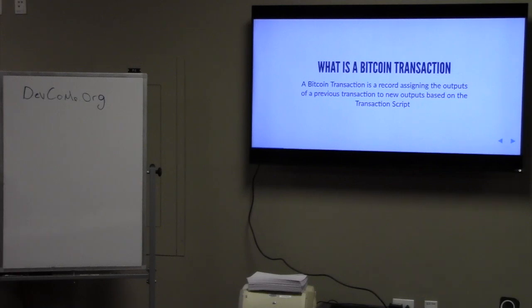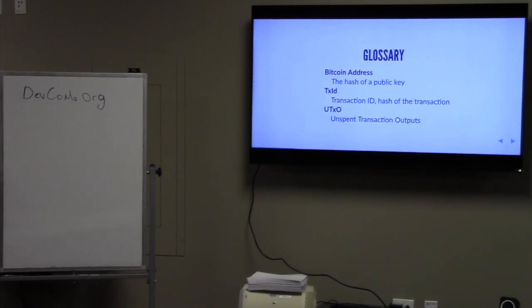And in Bitcoin, a transaction is simply a record of transferring the output of a previous transaction to a new output, or outputs from previous transactions to new outputs. Very simple concept. That's the end of it. But we're going to have to go over some glossary, some terms we'll be using around here.